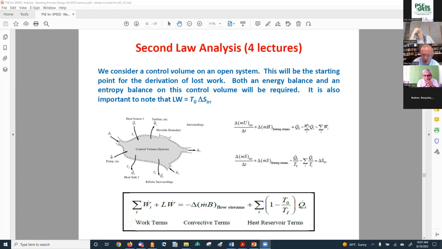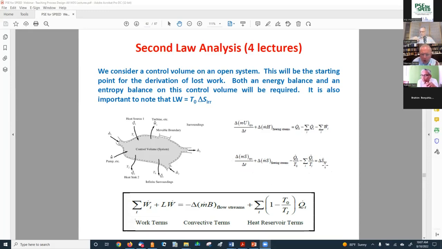You have the summation of the heat flows to the other reservoirs and the summation of the work flows to turbines and things of that sort. You have a similar thing now for the entropy. You do what is known as an entropy balance. Again, we're ignoring the dynamics here and just doing steady state.